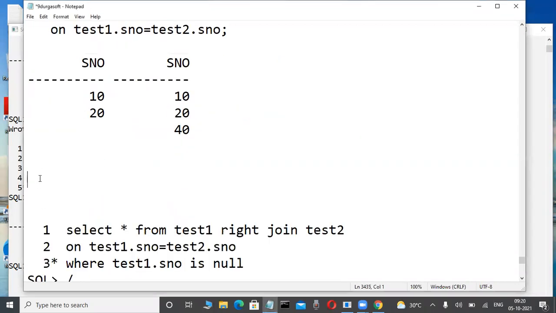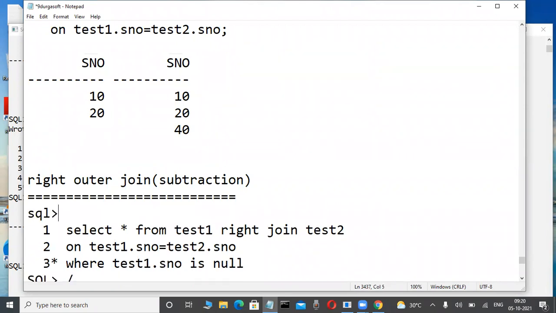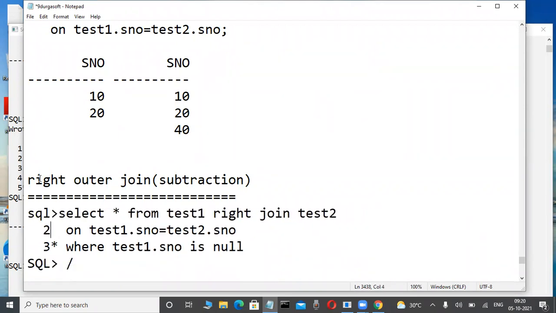Finished. Next, right outer join subtraction. In an interview they are not asking what subtraction is. They show the output and say this is the output I want, how can I write that query? They only ask that, so it is all your imagination.